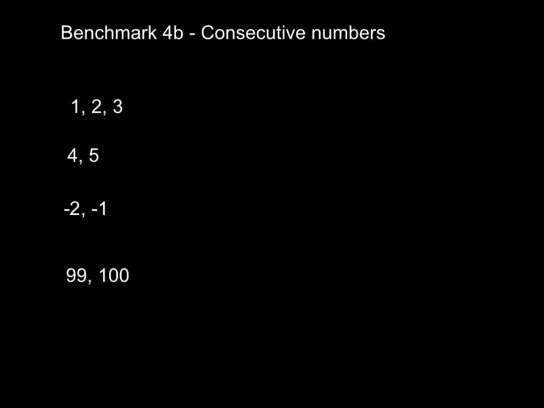As you can see, the difference between any two consecutive numbers, 1 to 2 and 2 to 3, or 4 to 5, or -2 to -1, or 99 to 100, the difference between them is 1. So if I make a variable x, and I say, I want the next consecutive number, I know that it's going to be x plus 1. And if I want 3 consecutive numbers, I can use x, x plus 1, and x plus 2.